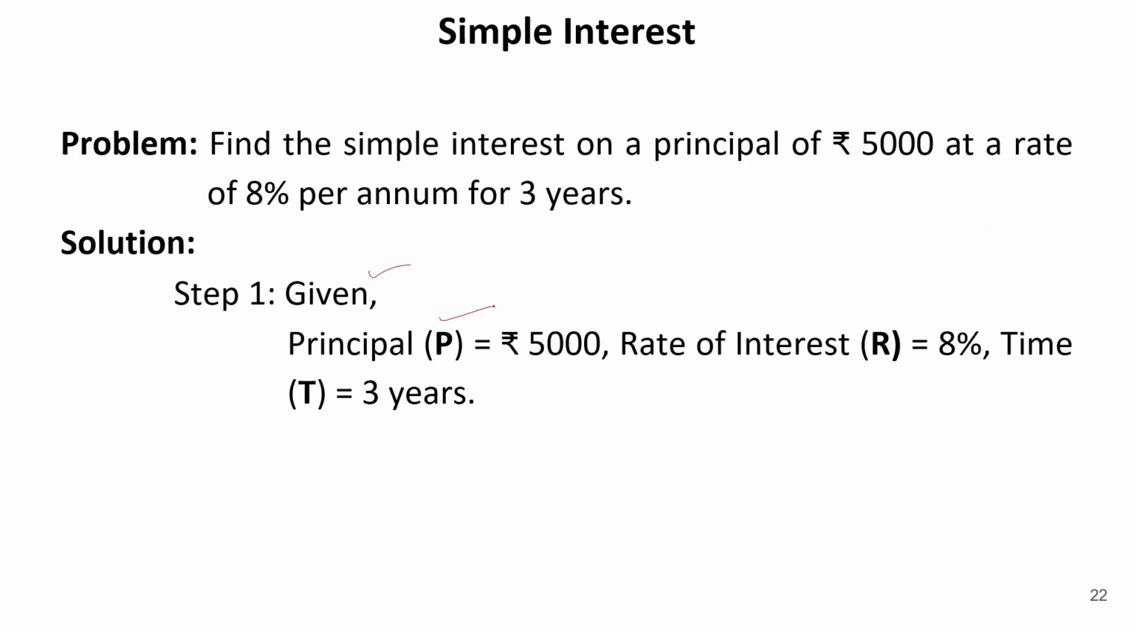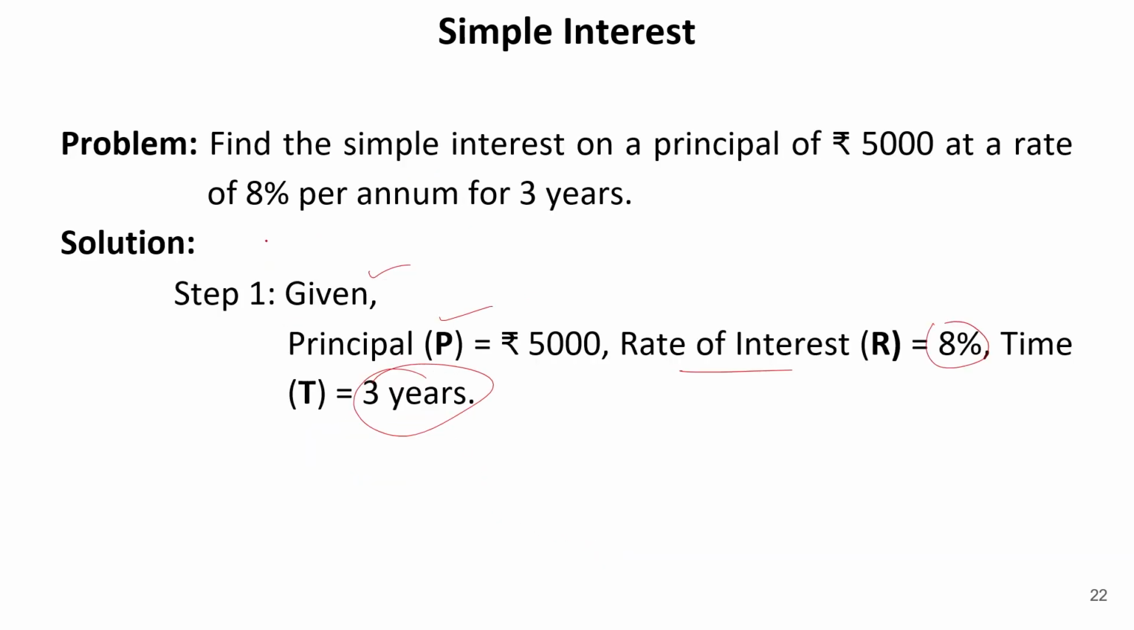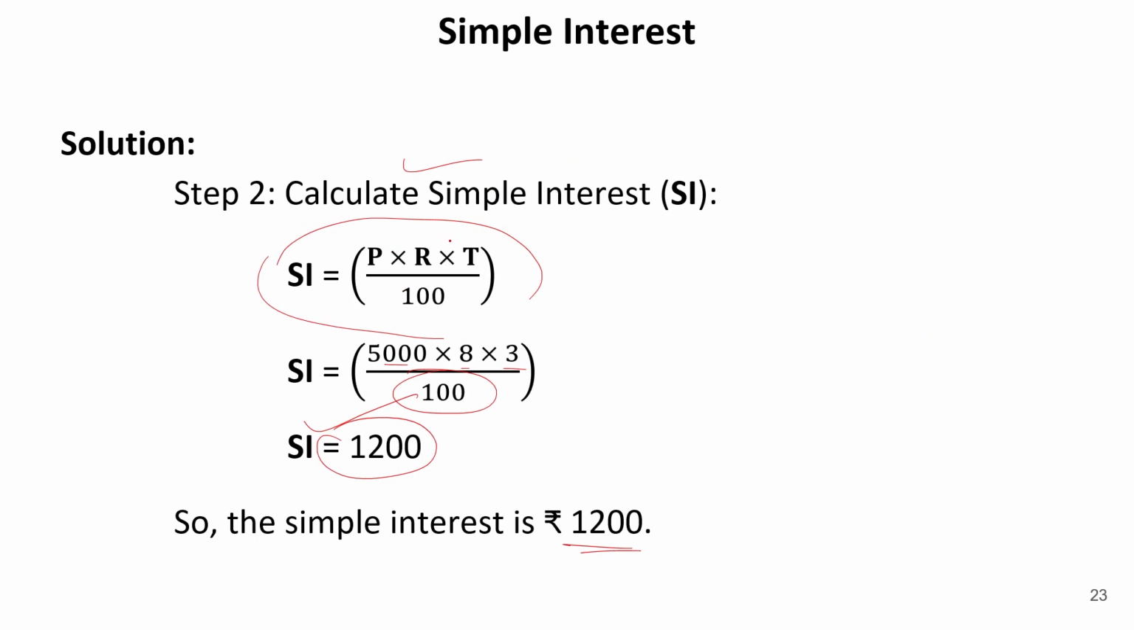Given that the principal amount is 5,000, the rate of interest is 8%, and the time period is 3 years, calculating simple interest is equal to what? Simple interest is equal to PRT by 100. So 5,000 into 8 into 3 whole by 100 is equal to 1200 rupees. So the simple interest for this financial situation is 1200. If we are given a principal amount of 5,000 at an interest rate of 8% per annum for 3 years, we have to pay a simple interest of 1200 at the end of 3 years.